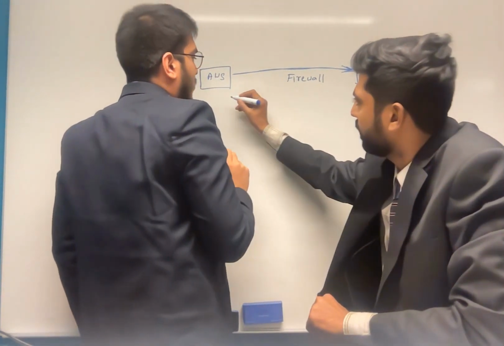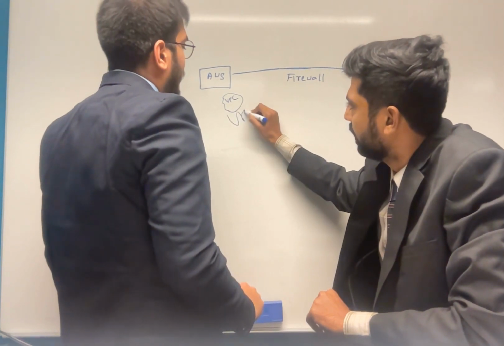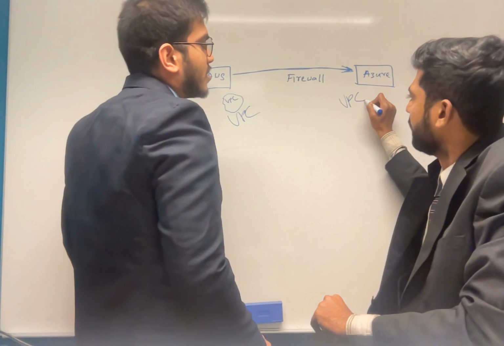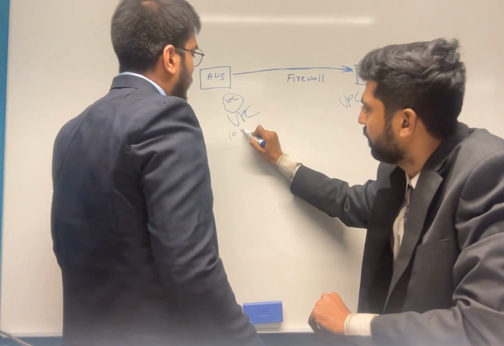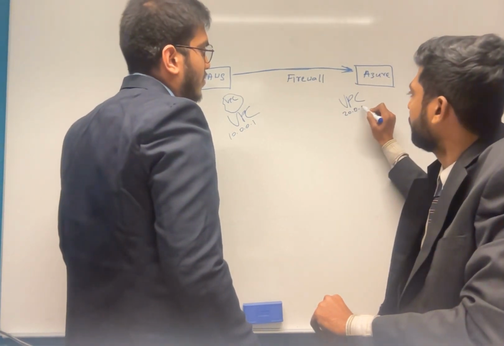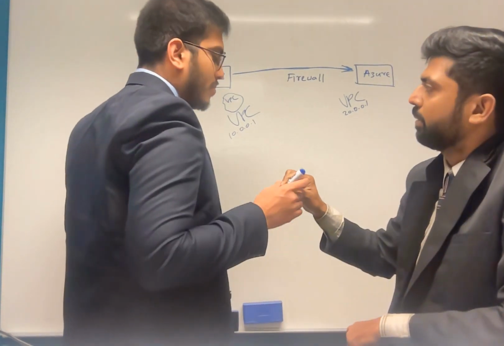So now we have something called VPC, right? This is the network component here, and Azure also has some VPC. So how will this work? For example, think my IP here is 10.0.0.1 and my target IP is 20.0.0.1. How will you make these two work?